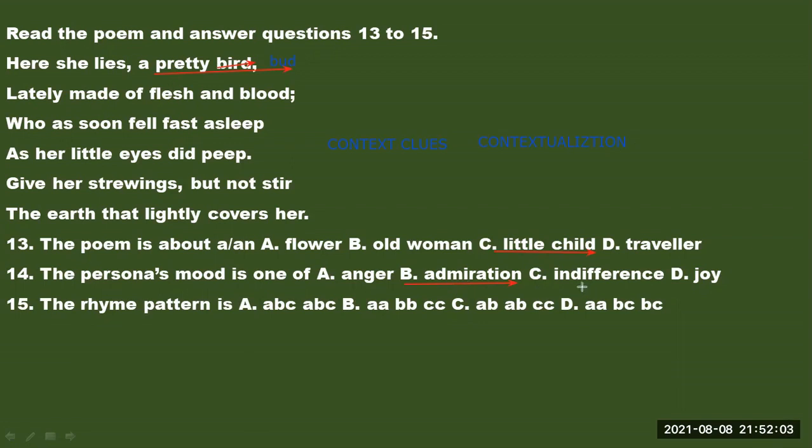Indifference, no. Indifference means you don't care, but certainly the poet cares about this person. Then joy is really out of it, because what is being depicted here is probably the death of a child. So there's nothing that is joyful about it. So now question number 15. The rhyme pattern is A, B, C, A, B, C.